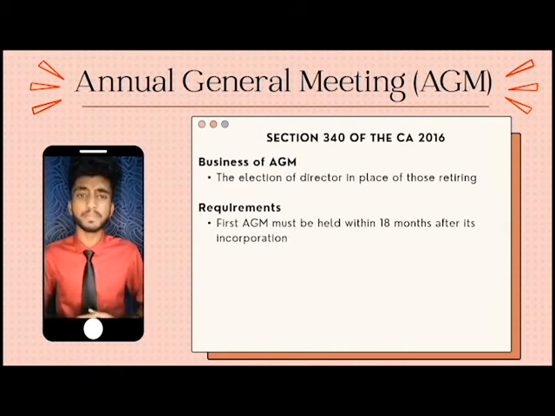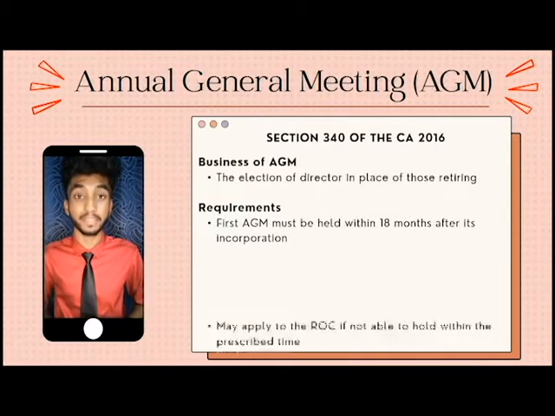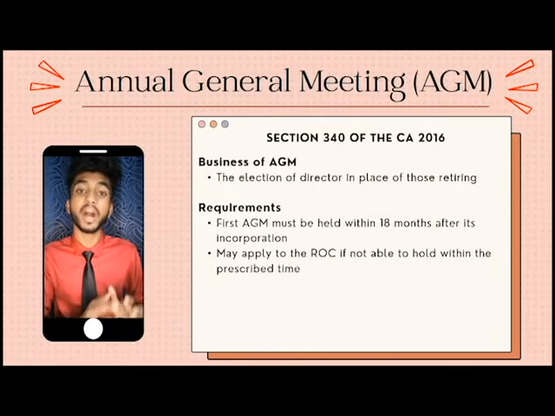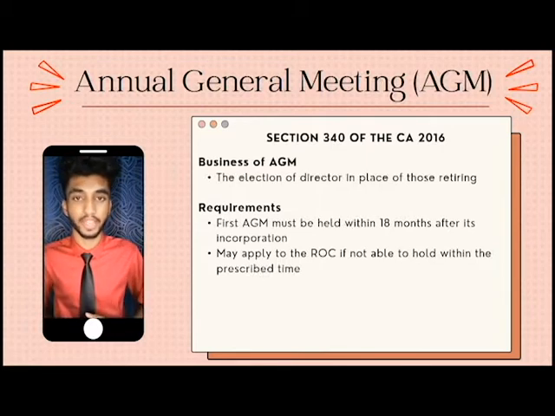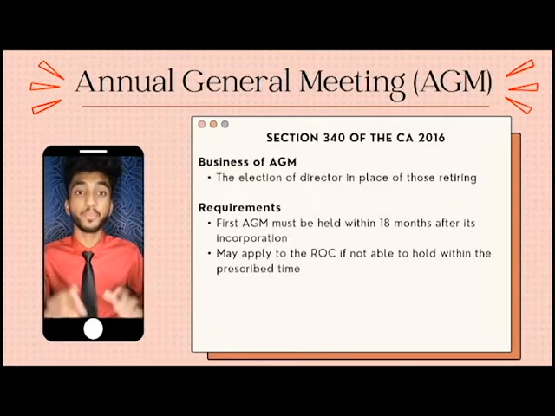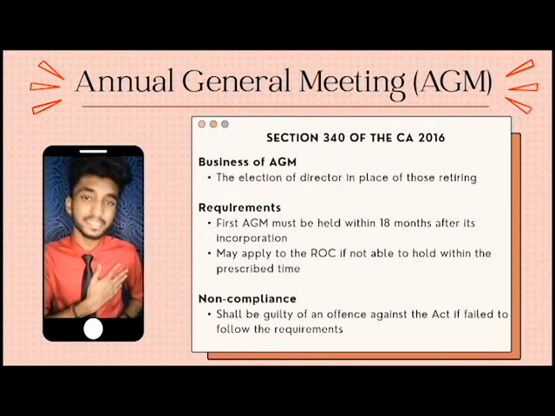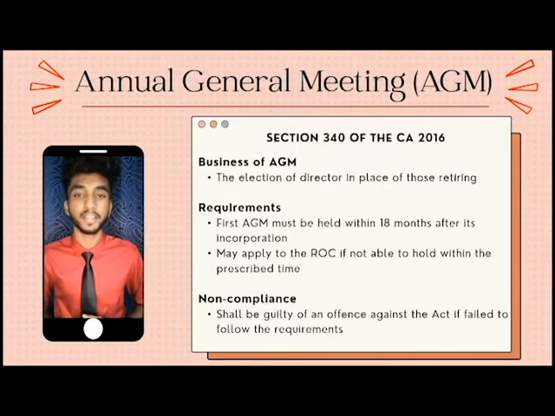For subsequent AGMs, it must be held every calendar year but not later than 6 months from the end of the company's financial year. If a company is not able to hold an AGM within the prescribed time, the company may apply to the ROC for an extension of time. If the company fails to hold its AGM within the time prescribed by the Companies Act 2016 and the ROC, the company itself is guilty of an offence against the Act.